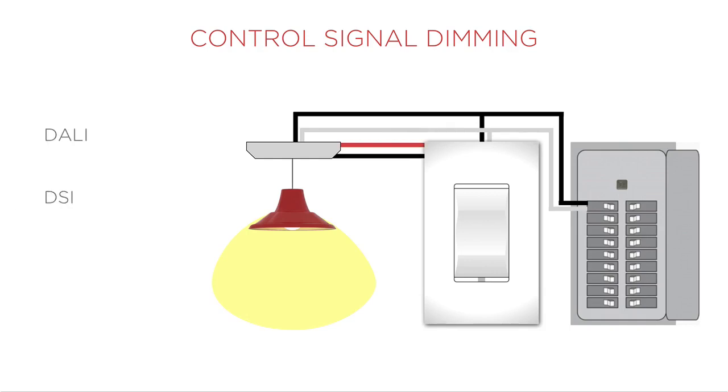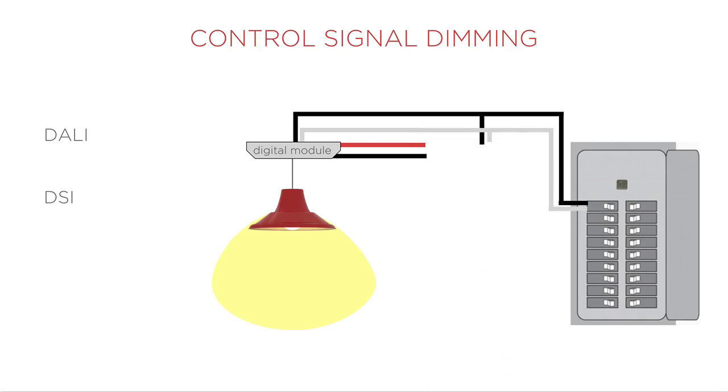Dolly DSI and other digital controls are not very common in North America, are generally more expensive than the other analog control systems previously discussed, and are most commonly used in large commercial projects. Currently, Control4 has no way to control these lighting systems.